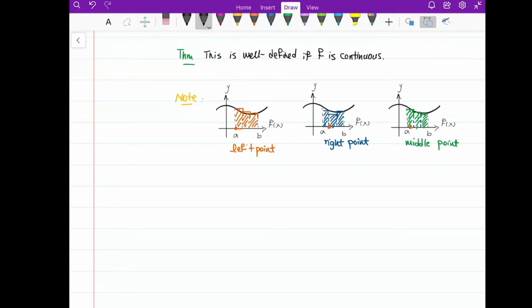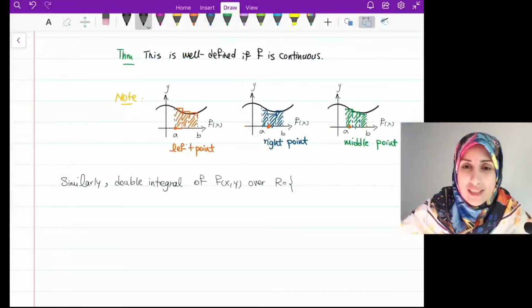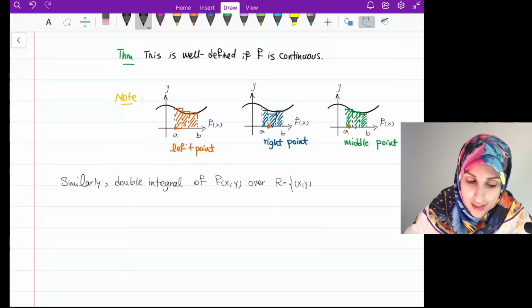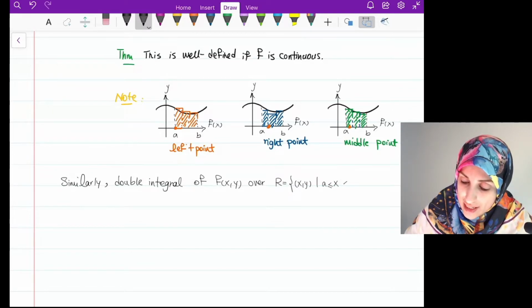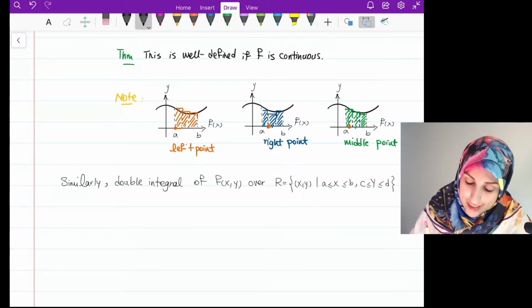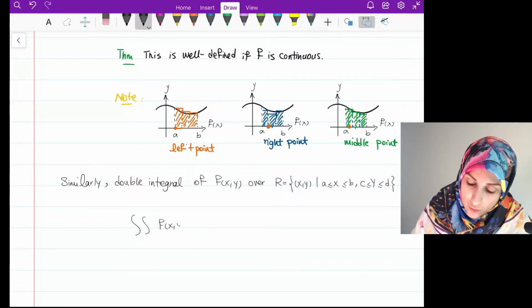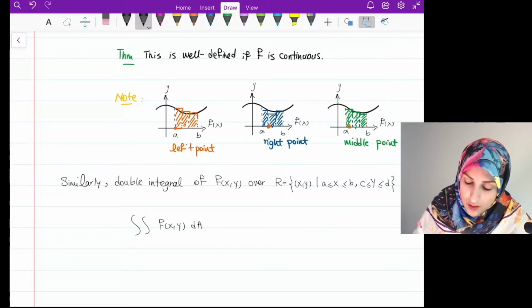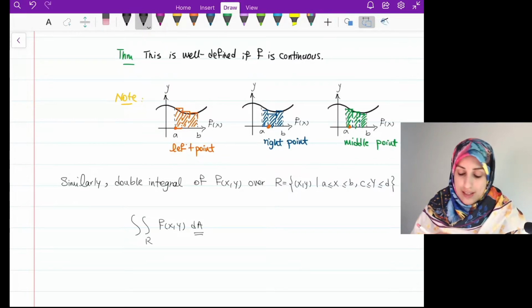So I'm gonna say that similarly, the double integral of a function of two variables, x and y, over a region R, and I'm gonna define the region R like that: all the x and y such that x is between a and b and y is between c and d. So I'm gonna basically define the double integral of f of x and y dA over the region R. What is A? Let me explain it.